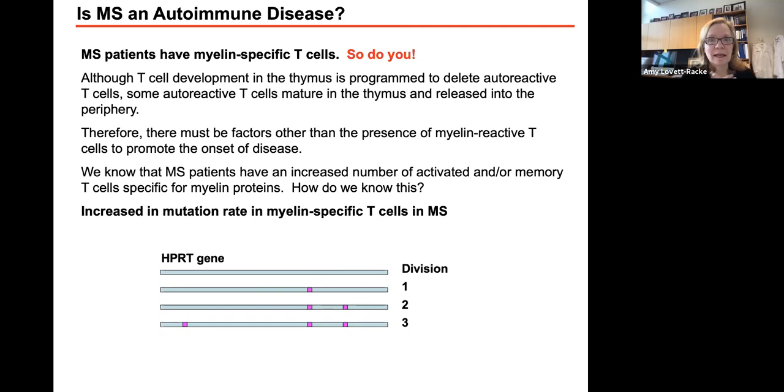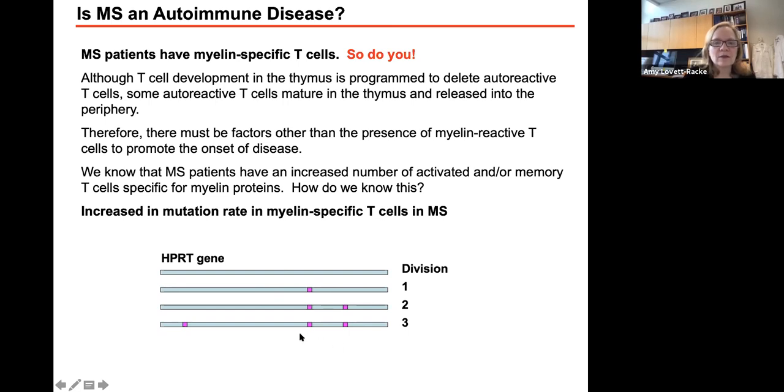So a couple of experiments done in the 1990s kind of address whether the T cells in MS patients were fundamentally different than those in healthy individuals. Mainly, was there any evidence that the myelin-specific T cells in MS patients had ever seen myelin and reacted to myelin? So were they memory cells or effector T cell phenotypes? This seemed like it should be really easy, but it really was a little bit of a challenge. But a couple of actually simple experiments kind of solved this.